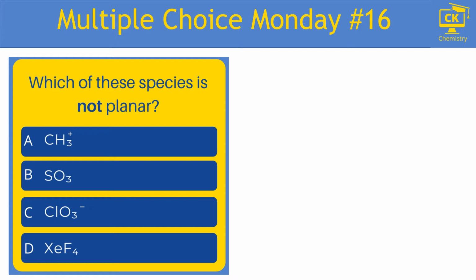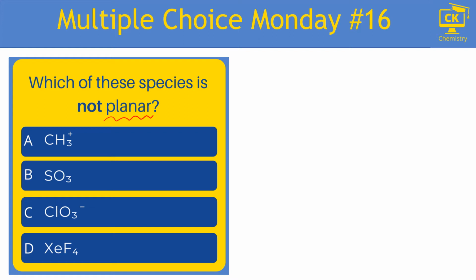And for a planar, normally I would look for the presence of lone pairs, but actually this question is quite a challenge in terms of the shapes. It's got some really quite unusual ones. So let's have a look at each of them in turn.